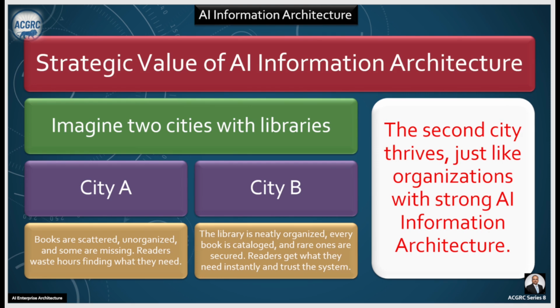So, summarizing, think of AI information architecture like a library. In one city, the books are scattered, uncatalogued, and full of errors, and readers thereby waste hours to find what they need. Whereas in the other, the library is neatly organized, every book is catalogued, rare ones are secured, and readers can quickly find what they need. Hence, the second city thrives because knowledge is accessible, trusted, and useful.